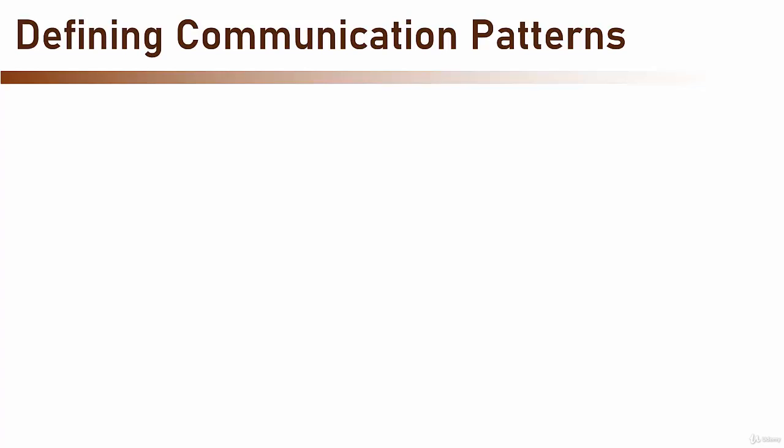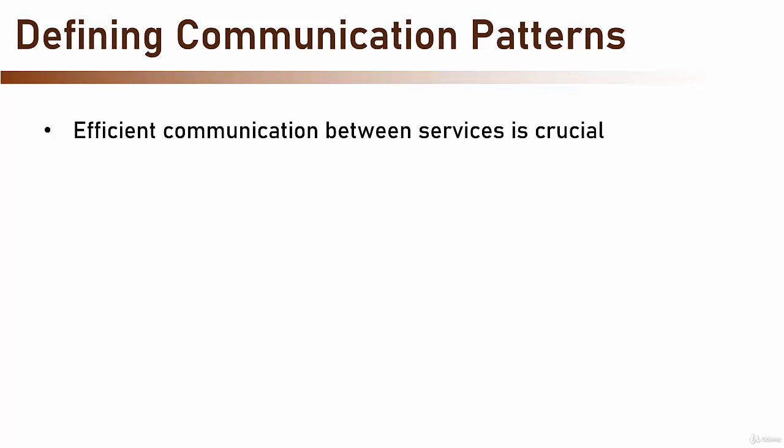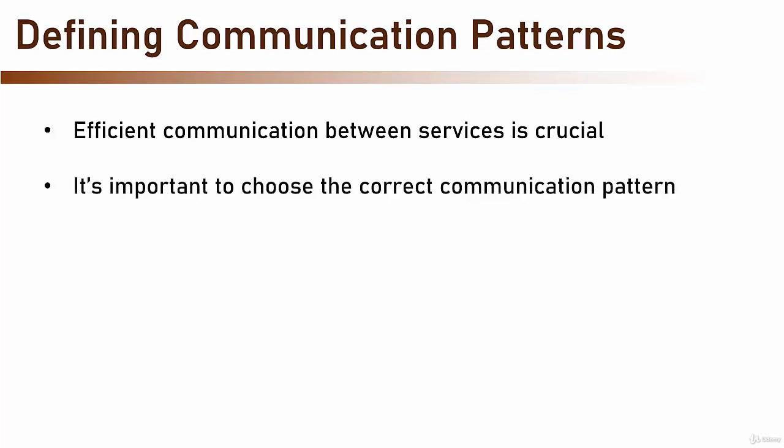The next step in the process is defining the communication patterns. Now, efficient communication between services is crucial. Since the various services live in separate processes, anytime one service wants to access another service, it requires some kind of communication. And in even a medium-sized microservices system, there's going to be a lot of inter-service communication. And because of that, it's important to choose the correct communication pattern.